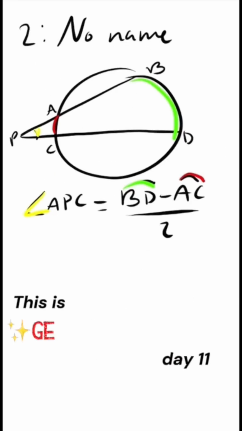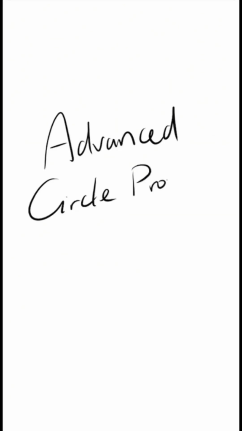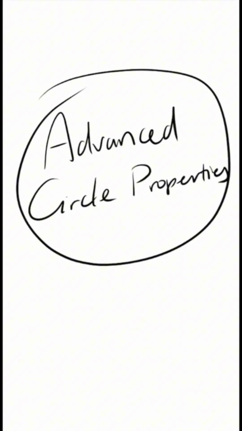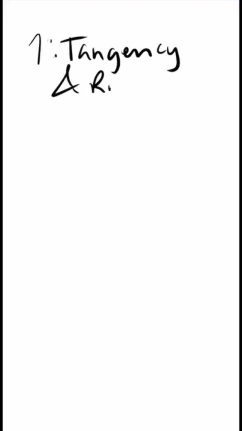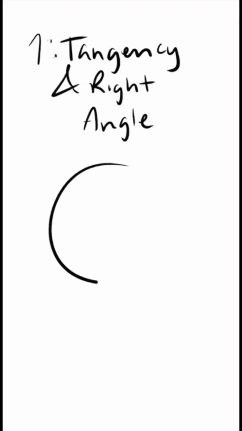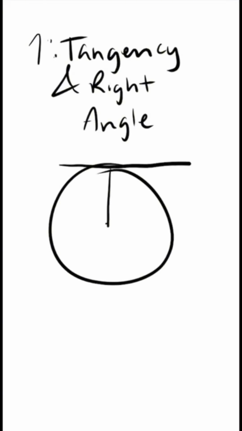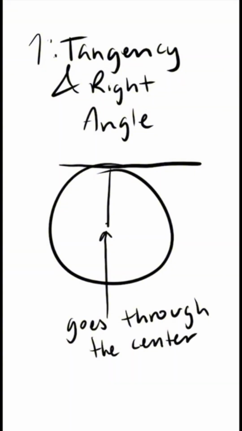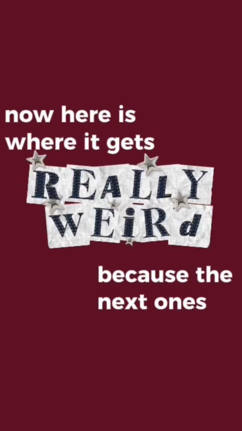This is day 11 of Geometry Galore, where I make boring geometry formulas fun. Today we're talking about advanced circle properties, which can get really weird. The first one is tangency and right angle, which is pretty common, which states that if we have a radius coming out of a circle as shown with the line tangent to the circle and line, there would be a right angle as shown.